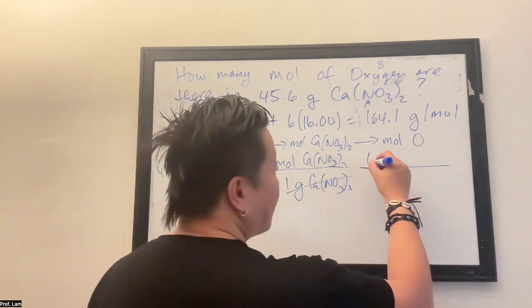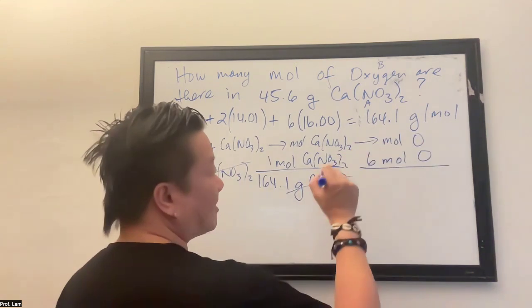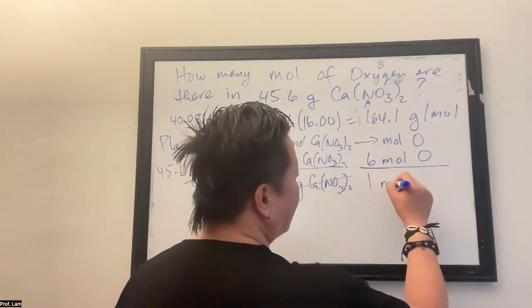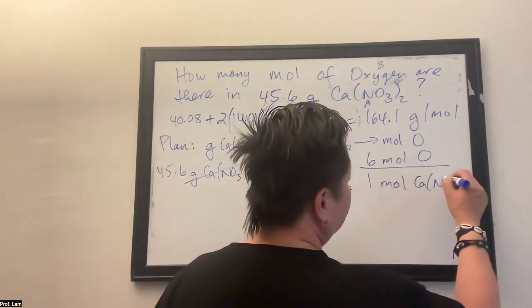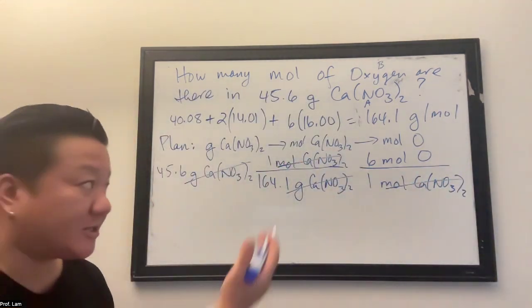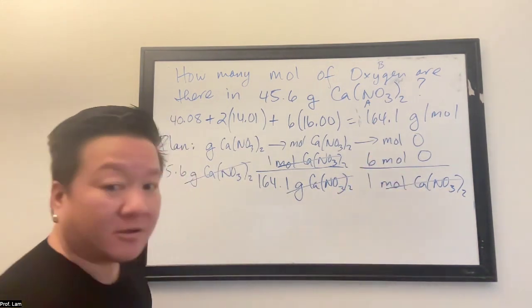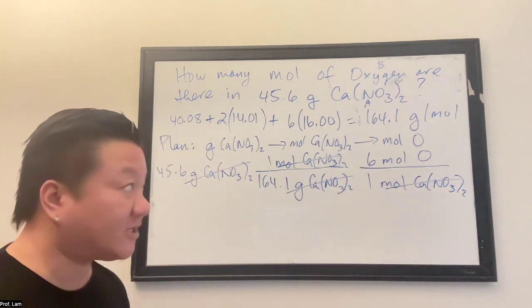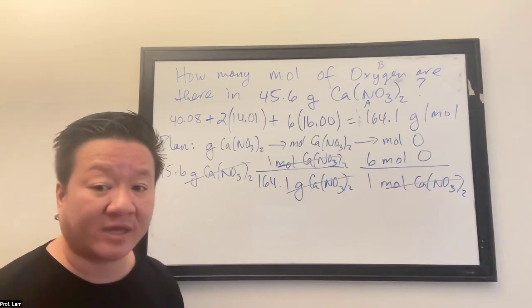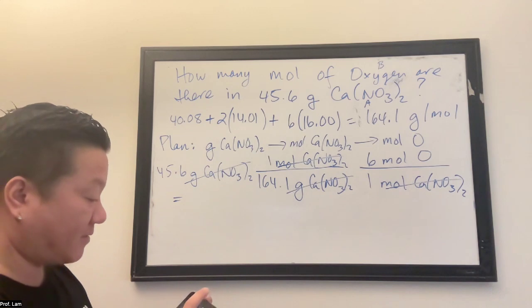Or 6 moles of oxygen, and that should go on top, because that's the desired unit, in 1 mole of calcium nitrate. Pretty straightforward, right? You're literally counting. There's 6 oxygens in 1 calcium nitrate, and you just use mole as the unit. So there's 6 moles of oxygen in 1 mole of calcium nitrate. So let's punch that in.